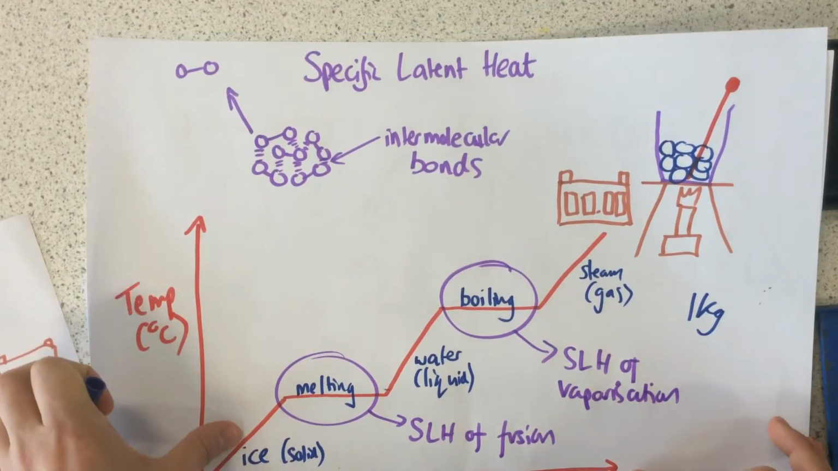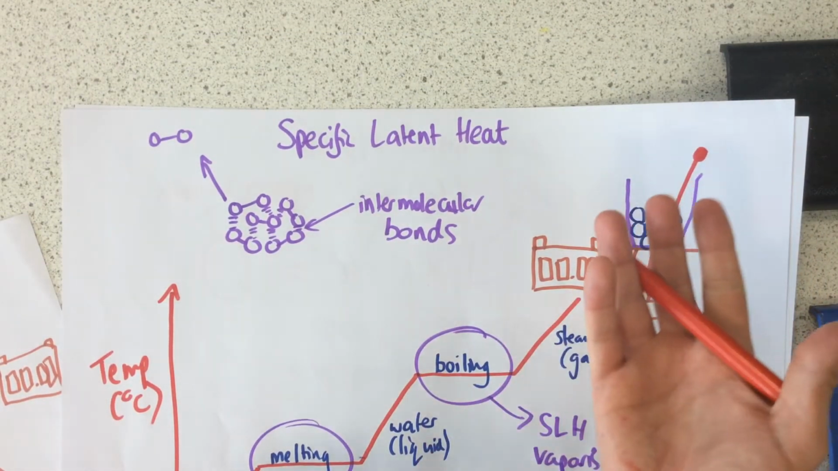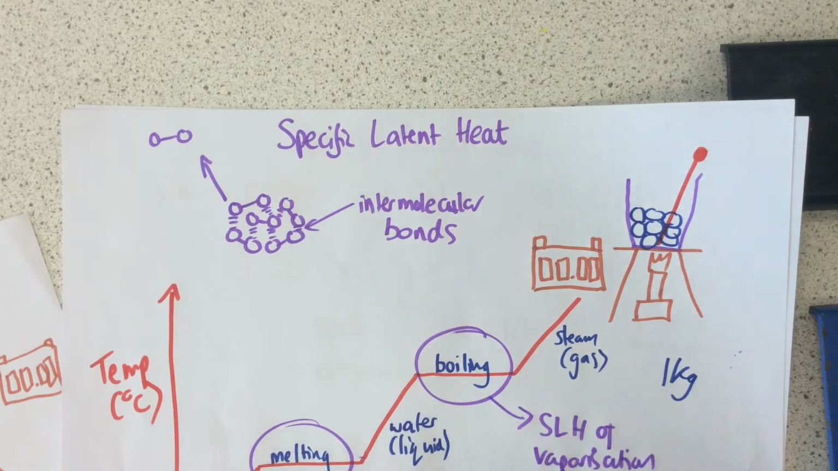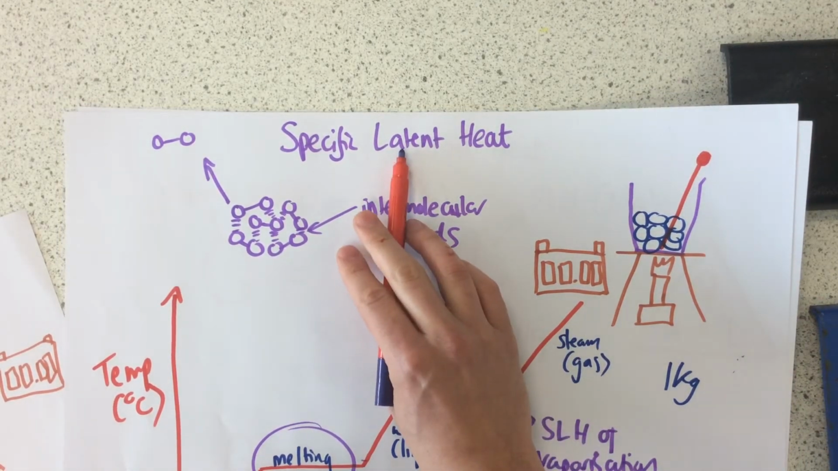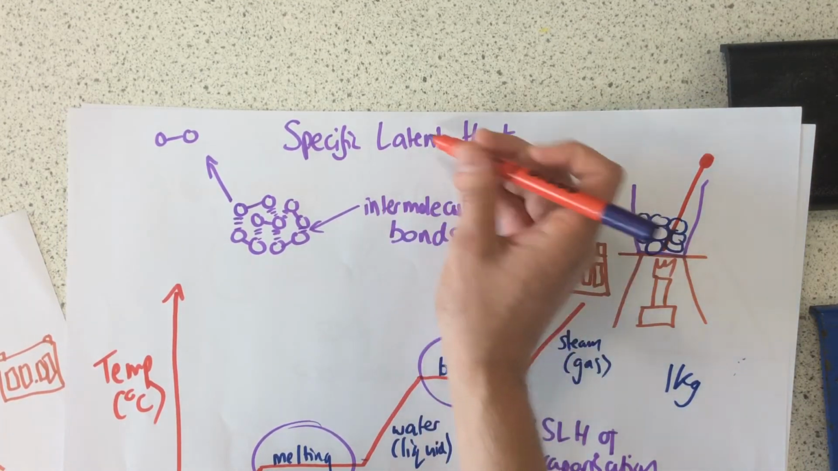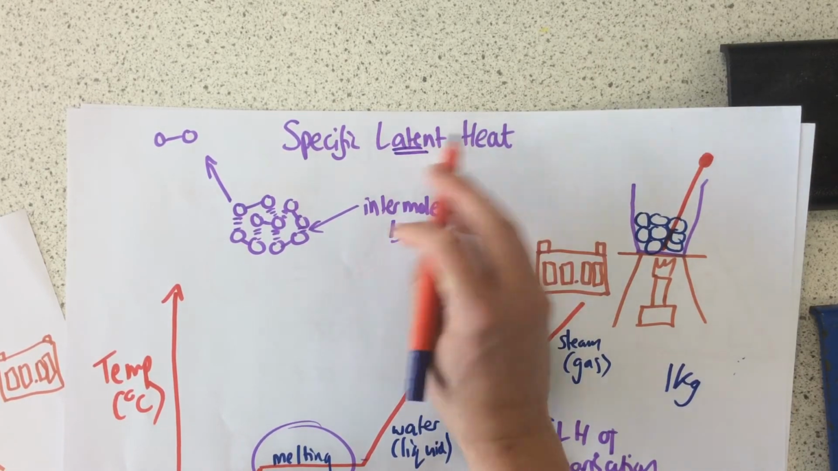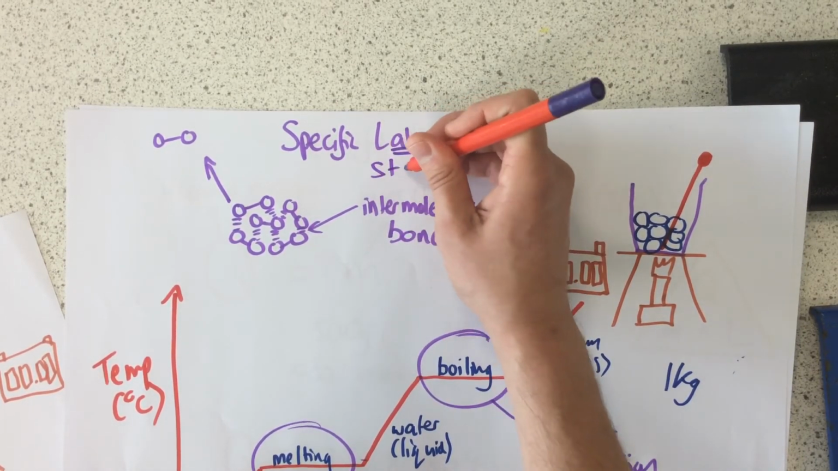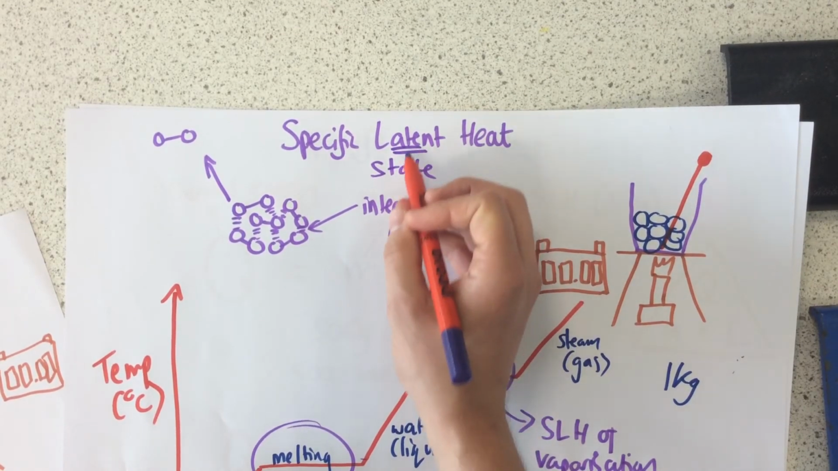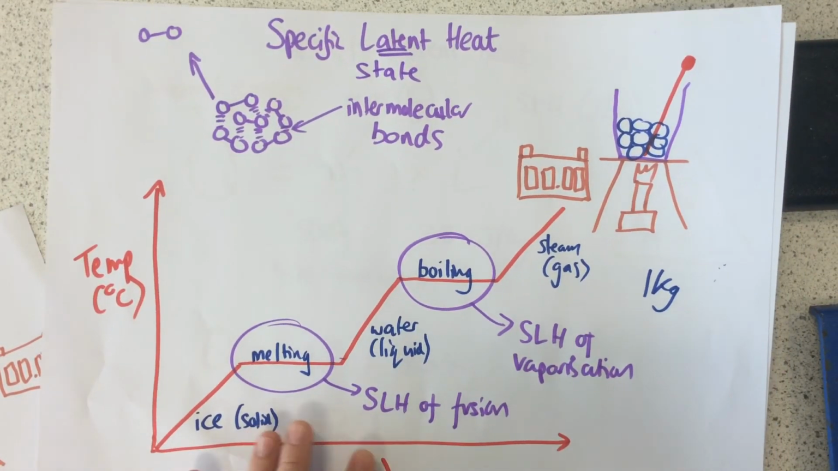And a final point, a lot of people get specific latent heat and specific heat capacity confused. A nice little way to try and remember which one's which is latent has got an 'a' in it, and so does state. So this one is about changing state. And that is about it.